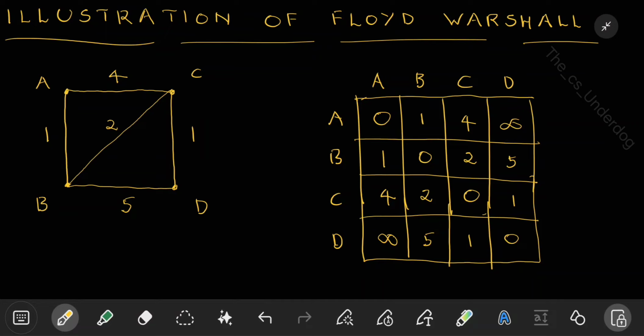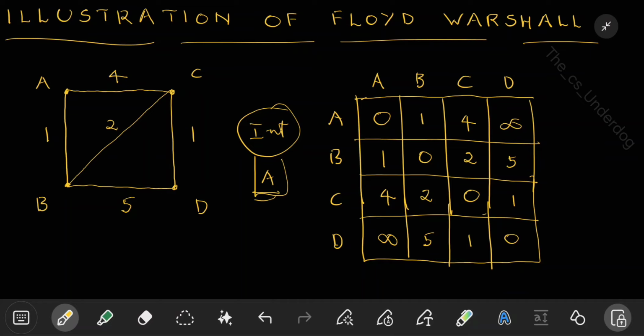What do we have to do now? We have to take each vertex as intermediate vertex and then we have to update this distance matrix. This is the task. So let us start with A. We'll take A as the intermediate vertex. My intermediate vertex is A now. Considering A as intermediate vertex, let us update all the entries that are present here.